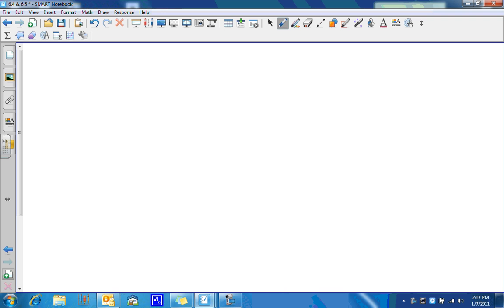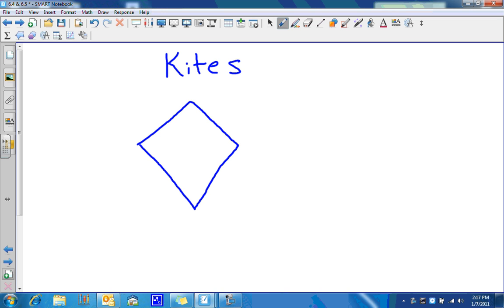Last thing I'm going to talk about is kites. All right, kites. What you need to know about them. Of course, they kind of look like a diamond. All right. Specific things about kites. Two consecutive sides are always congruent. Those two would be congruent. These two would be congruent. That's something to know.